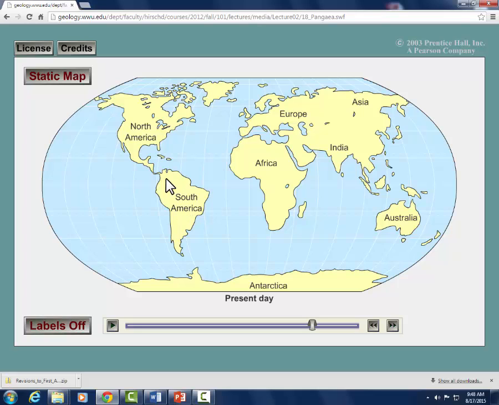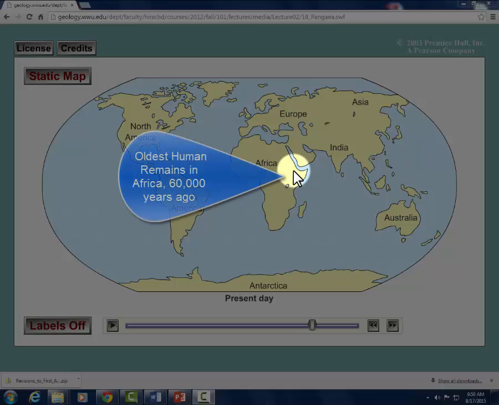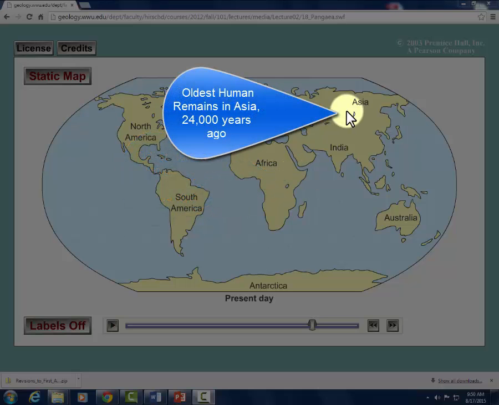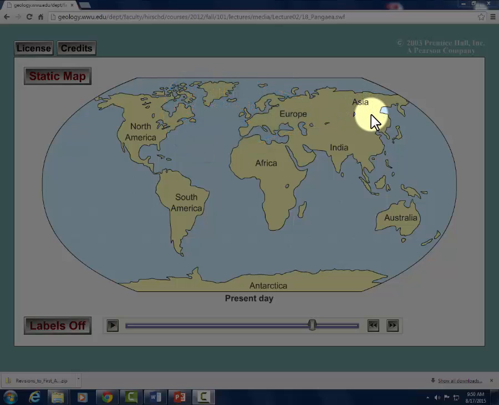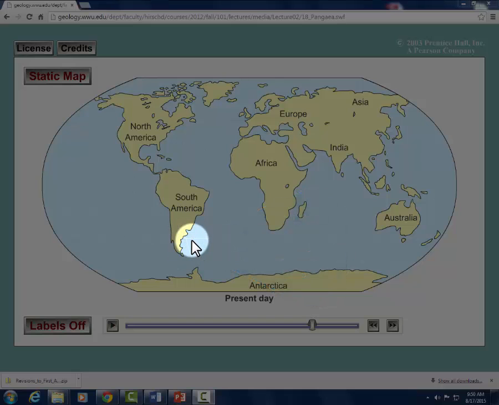Here are some facts. The first human remains are found in Africa, at this location here, and they are about 60,000 years old. The oldest human remains found in Asia are 24,000 years old. The oldest human artifacts found in America are 14,500 years old, and they were actually found down in the southern part of South America.